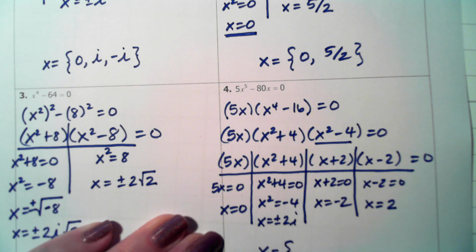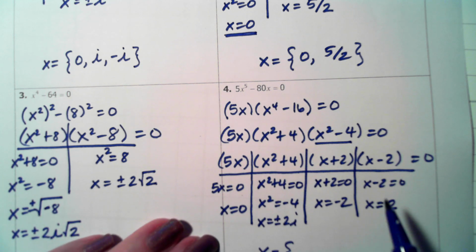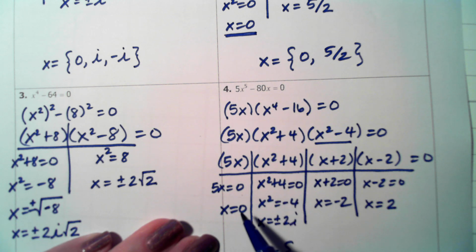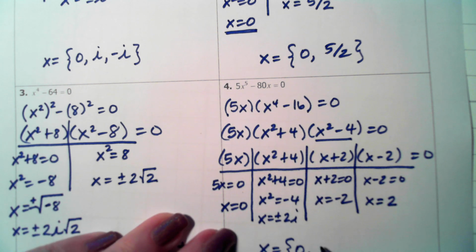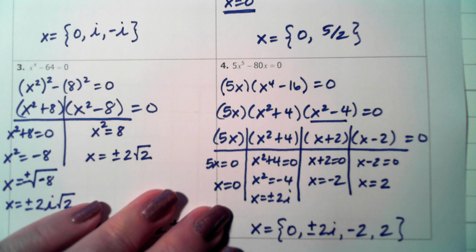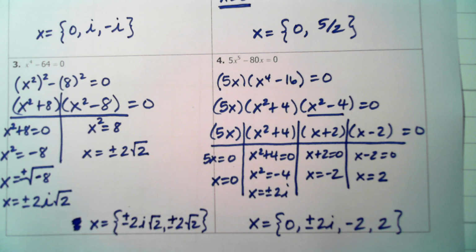So our answers, all 5 answers, because it's a 5th degree polynomial and there are 5 answers. There's 1, 2, 3, 4, 5 of them. x is equal to 0. x is equal to positive or negative 2i. Negative 2, positive 2. I could have written negative or positive 2 for that, but I had already written them out. Okay.